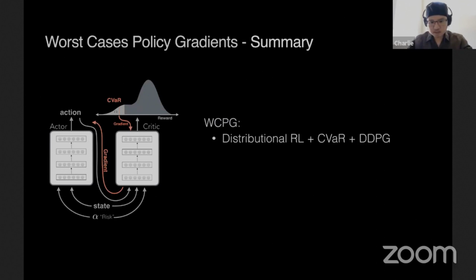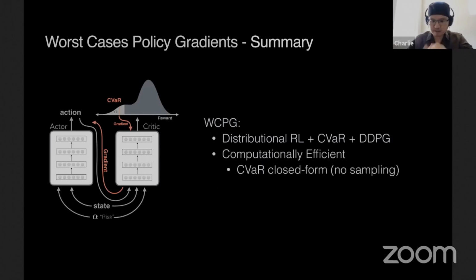So in summary, the worst case policy gradient we're proposing is a combination of distributional RL, conditional value at risk, and the standard deep deterministic policy gradients. It's computationally efficient because, unlike a few other papers related to optimizing for CVaR, some of which require sampling, in this case we have a closed form computation.